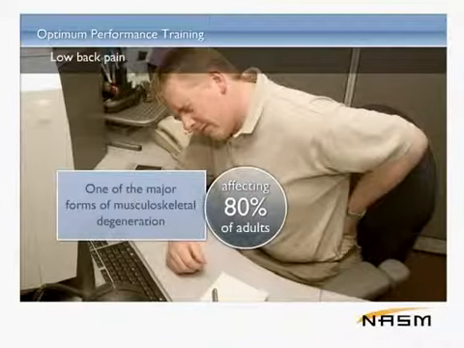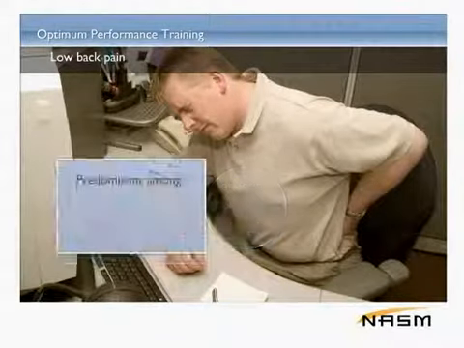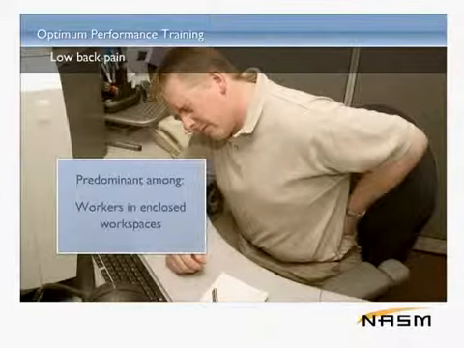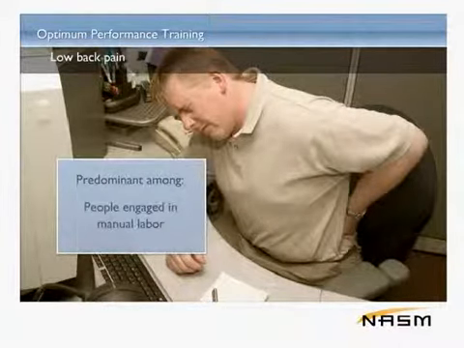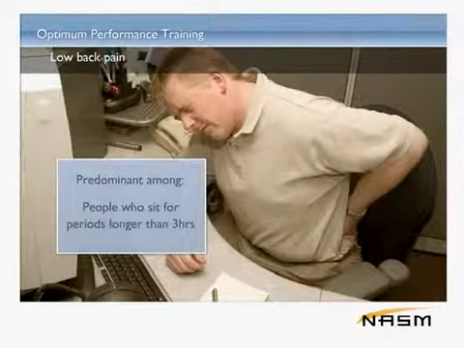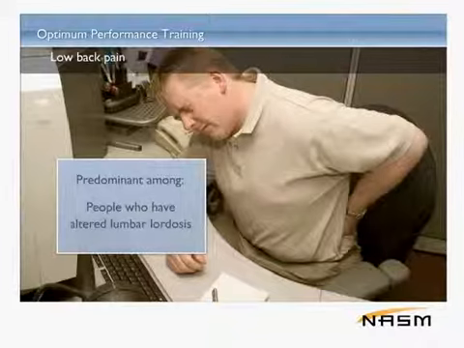Low back pain is one of the major forms of musculoskeletal degeneration seen in the adult population, affecting nearly 80% of all adults. Research has shown low back pain to be predominant among workers in enclosed workspaces, such as offices, as well as in people engaged in manual labor, people who sit for periods of time greater than 3 hours, and in people who have altered lumbar lordosis, or an exaggerated curvature of the low back.